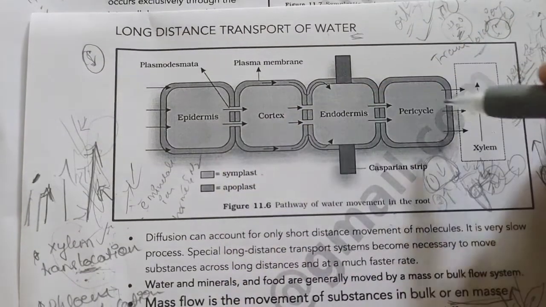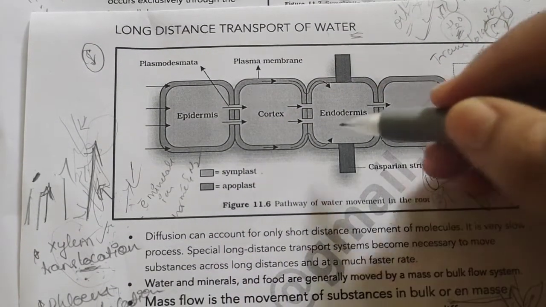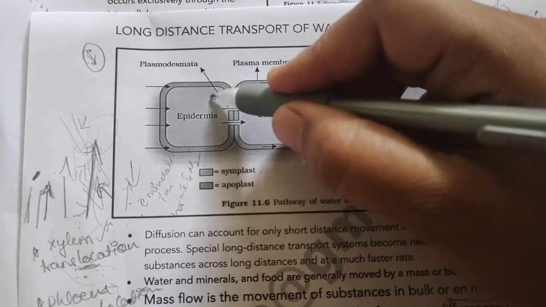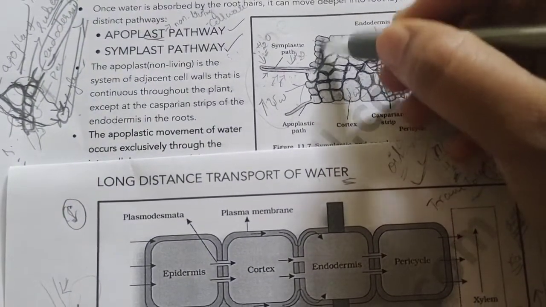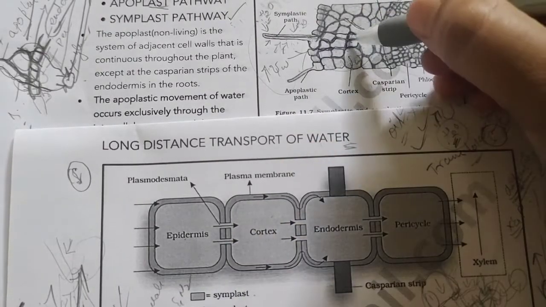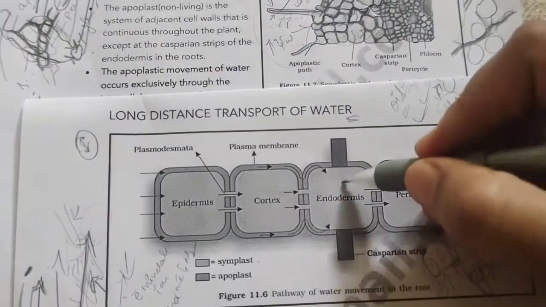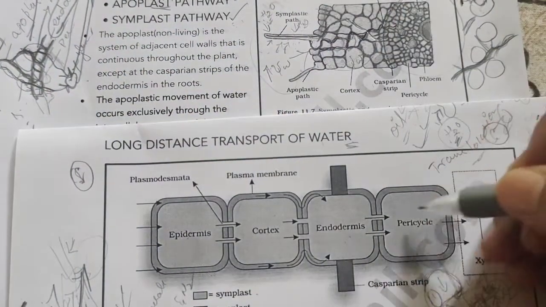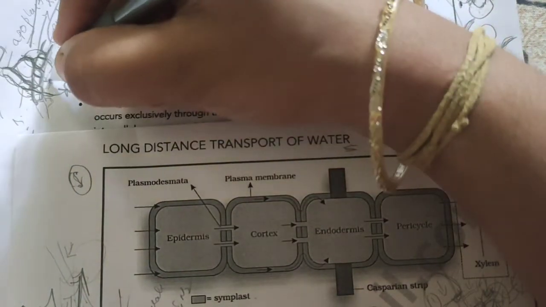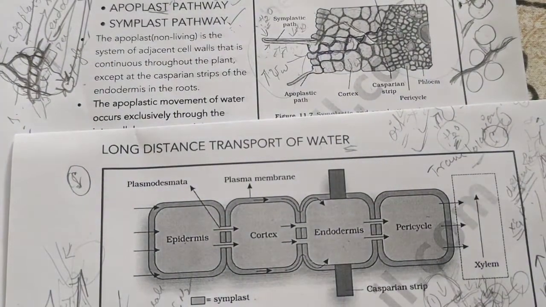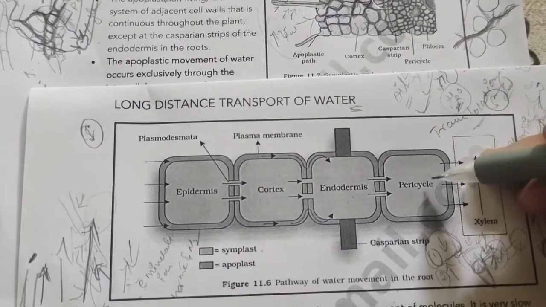And here is the diagrammatic representation of the pathway of movement of water. So here I have just taken one cell. This cell is the epidermis. The outermost region is called the epidermis. In this we have taken one cell, and then this box indicates the cortical cells, and then comes the endodermis, and then comes the pericycle. You have already studied about these different kinds of cells in anatomy.